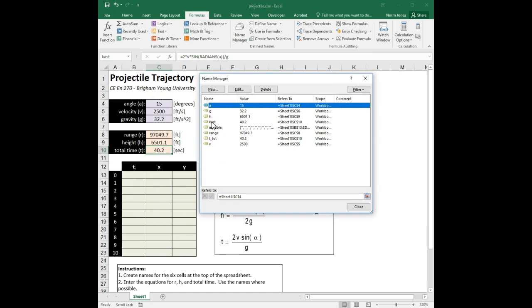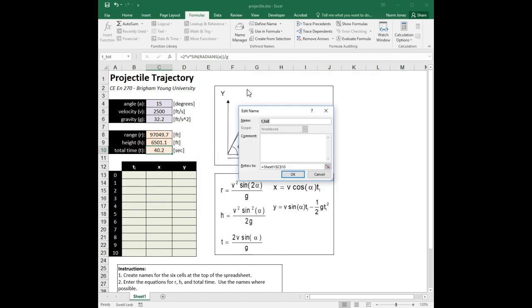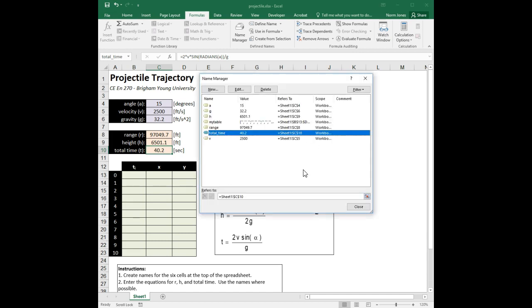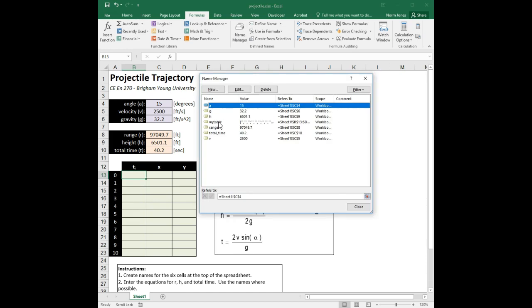And it says, okay, this one was an accident. I'm going to delete that one. Yes, I'm sure. And this one, maybe I want to name this a little differently. Maybe I'll call it total time or something like that. Okay, I can do that, and that works out just fine. I've renamed it. So again, to change or delete a name, you go to the Formulas tab and the Name Manager, and that's how you do it. Select a name, edit it, delete it, away you go.